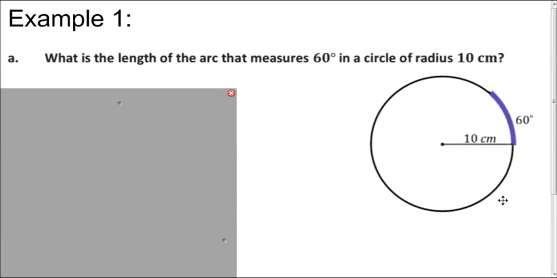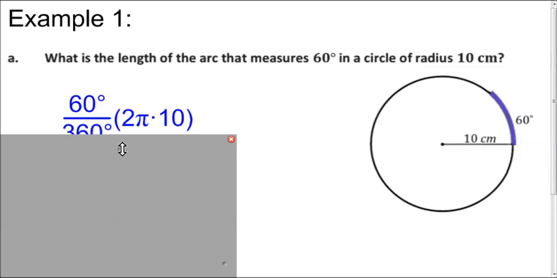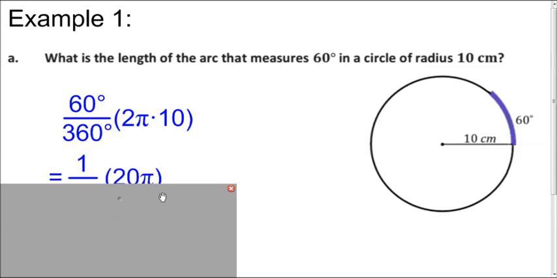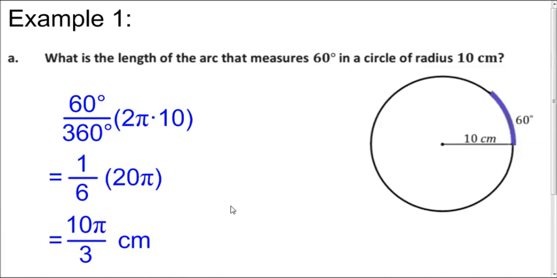So if we plug this information into what we learned on the previous slide, we can figure out the arc length. The fraction of the circle that we're looking at is 60 over 360, right? The degrees cancel out. And 2 pi times 10 is the circumference. So we're looking at 1/6 of the entire circumference, which is 10 pi over 3 centimeters.